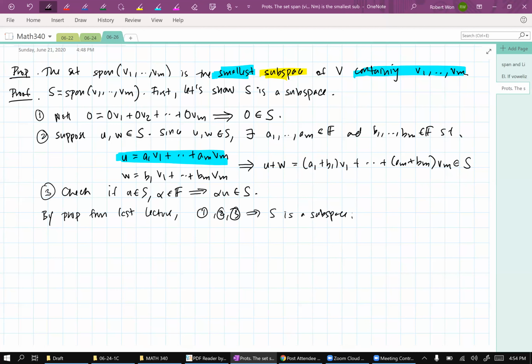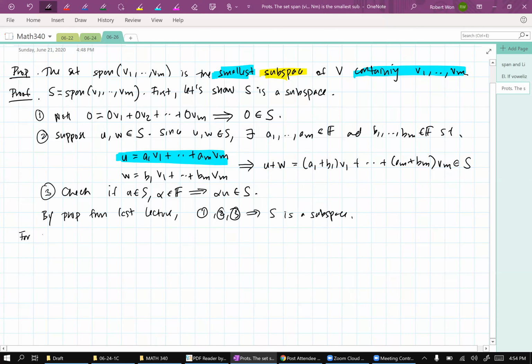Okay, now I need to show that it's the smallest subspace containing V1 through Vm. Right, so how do you prove that something is the smallest subspace containing V1 through Vm? First, I need to show that it contains V1 through Vm. Then I need to show that any subspace which contains V1 through Vm contains S. Okay, so let me just write down this outline.